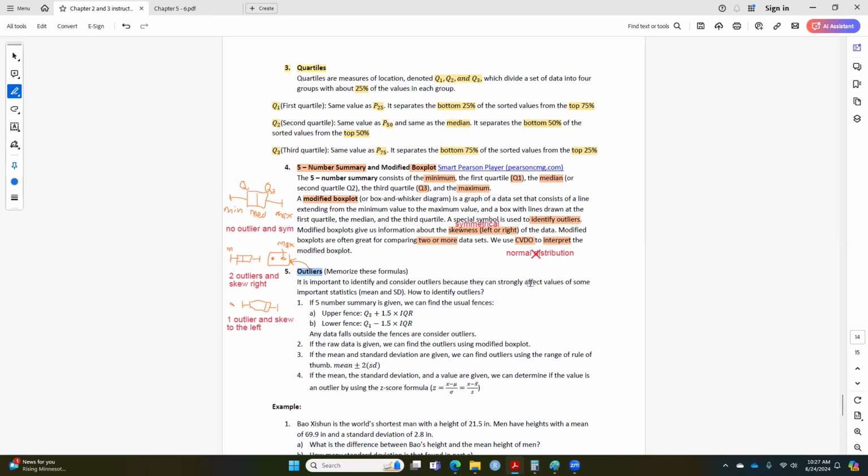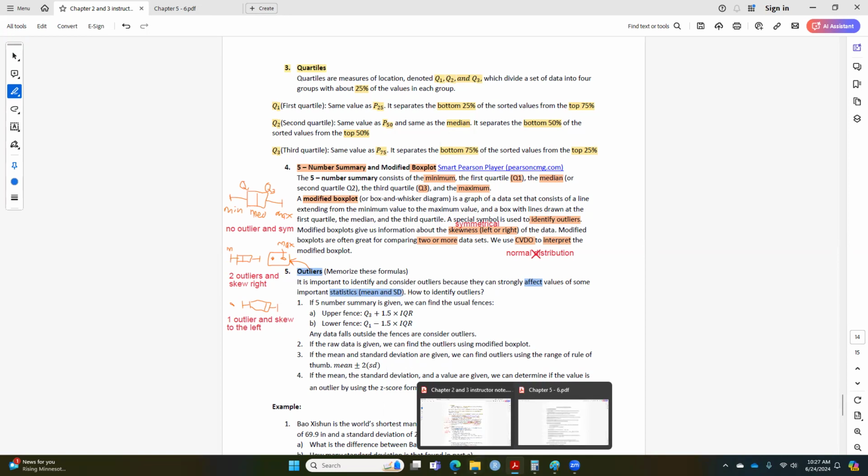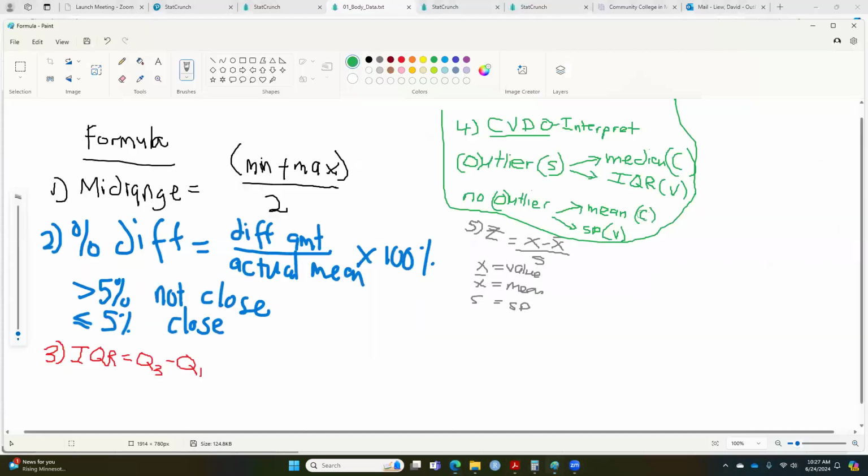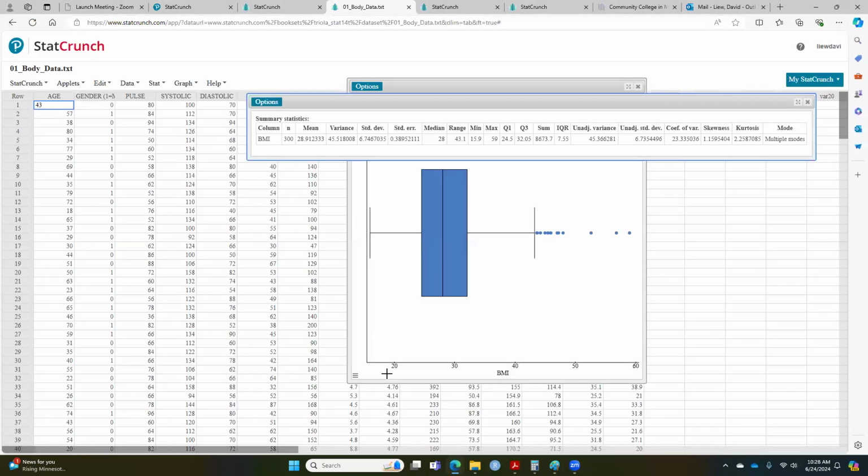Some outliers can affect your statistics, like your mean and your standard deviation, right? So the only statistics you have learned so far in this class that are not affected by outliers are your median and your IQR. This is why we use them if there are any outliers, because these two statistics are not affected by outliers, but pretty much everything else you have seen so far is affected by outliers.